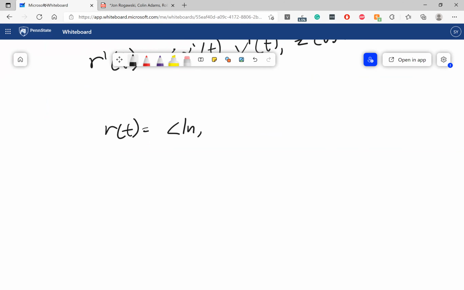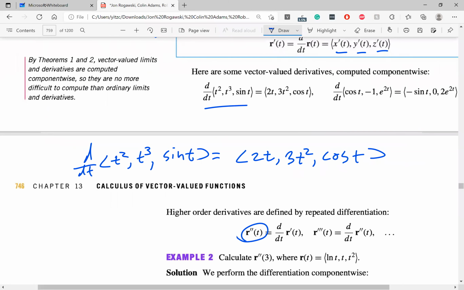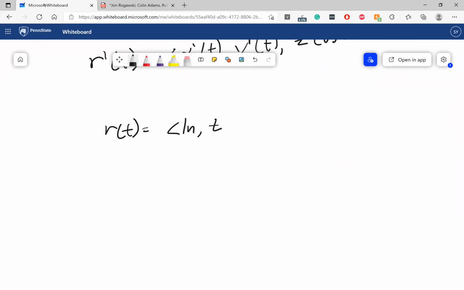ln of t, t and t squared, t squared. What is the second derivative at 3? So please take a couple of minutes and do this problem.